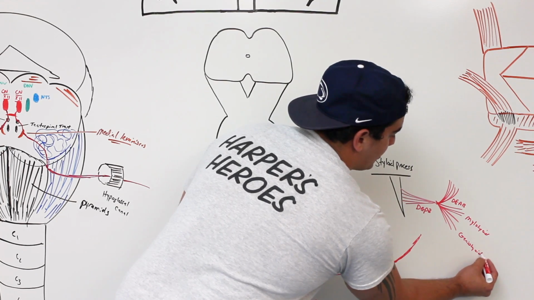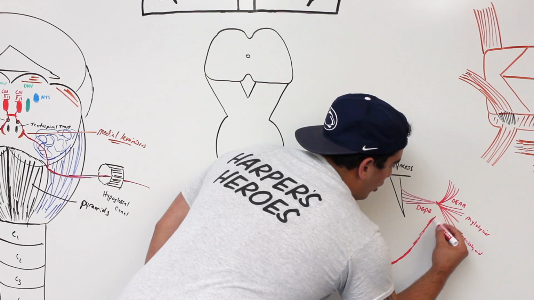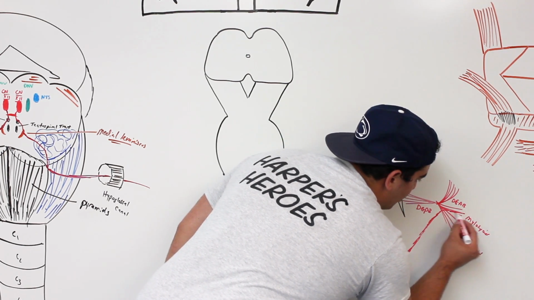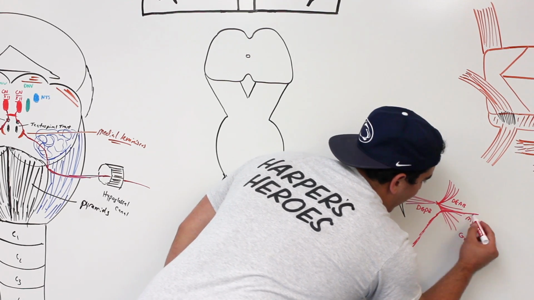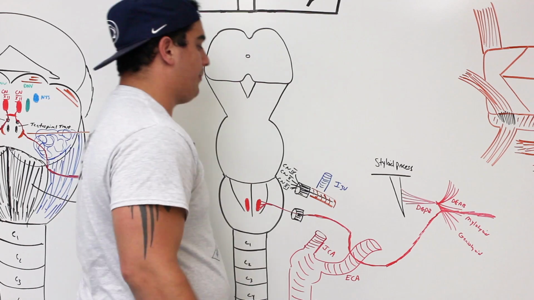What happens is this nerve will run right in between. It'll run through that mylohyoid. So it'll actually move right through the mylohyoid. Okay, so it'll pierce through the mylohyoid.